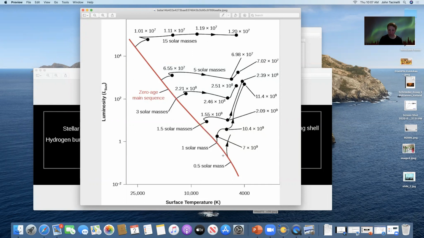And you'll notice that this is common to all of the different stars. So no matter what their mass is, they're all going to go through this situation where they're going to stop burning the hydrogen in their core. That's going to shut down. And then they're going to increase their size, become red giants as shell burning occurs.